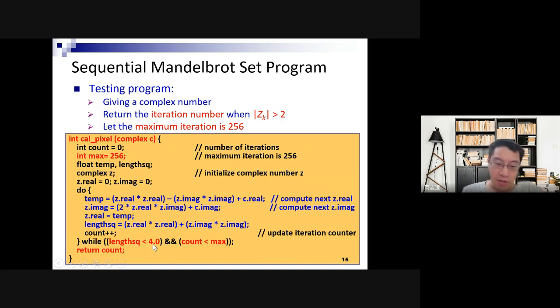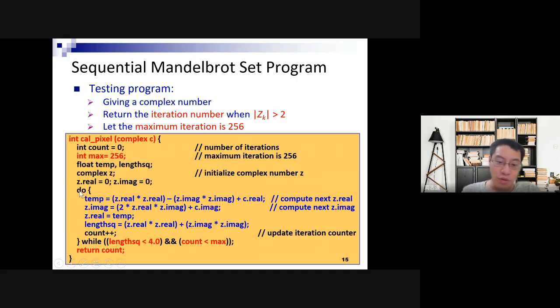And if it's larger than 4, before you take the square root, or if you reach the maximum value, then we will stop the computation. And the count is basically the number of iterations you have computed. So you can imagine, if your distance always stays within 2, then the value returned from this function will be 256, which is black.